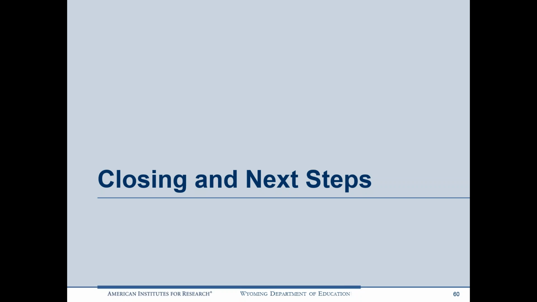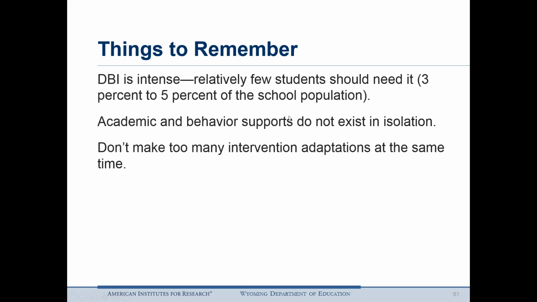In this module, you learned about the essential criteria for a Tier 3 system and the use of database individualization to meet the requirements of a Tier 3 system. There are some things to remember. DBI is intense, and relatively few students should need it, only about 3 to 5% of your population. It's important to remember, too, that academic and behavioral supports do not exist in isolation. Often, especially for students at Tier 3, they are occurring concurrently. Don't make too many intervention adaptations at a single opportunity. This often makes it difficult to assess what is working for the student and what is not working for the student.